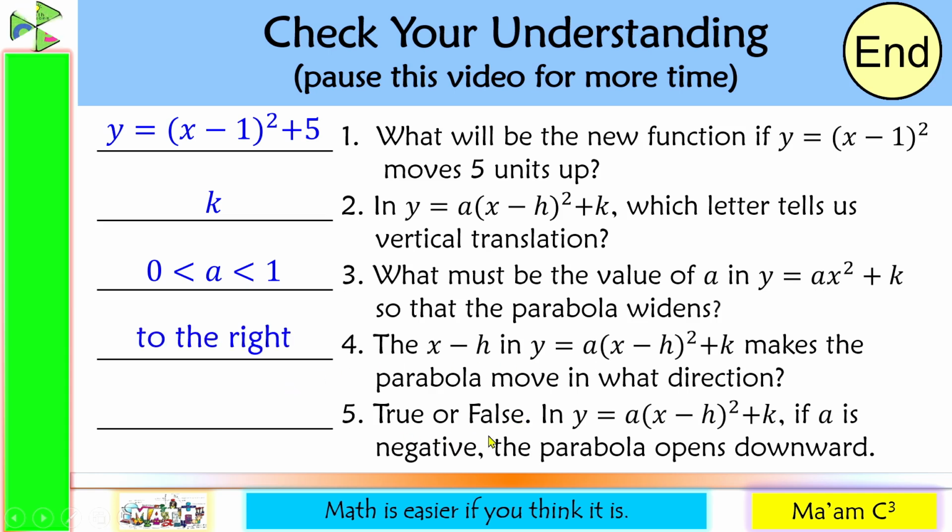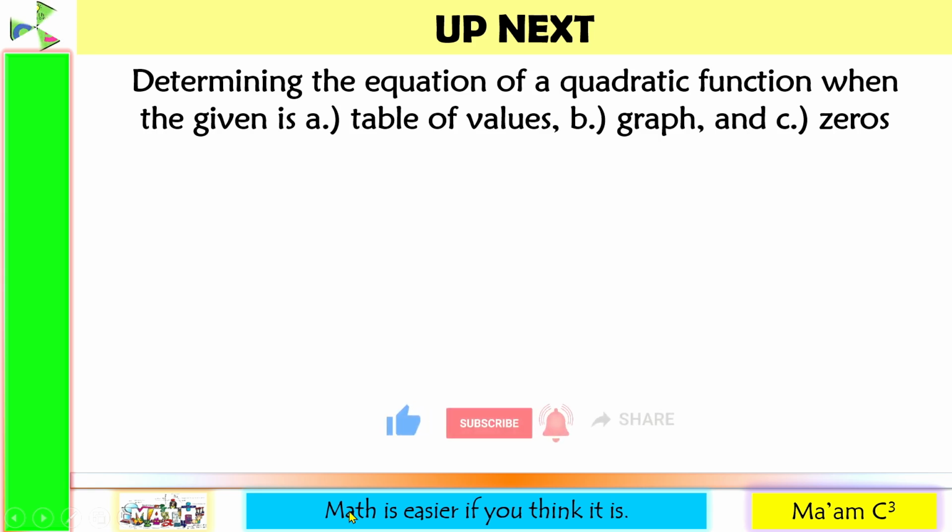And last one, true or false? In y equals a quantity x minus h squared plus k, if a is negative, the parabola opens downward. Is it true? Yes, it is true. Our next lesson is determining the equation of quadratic function when the given is table of values, graph, and zeros.